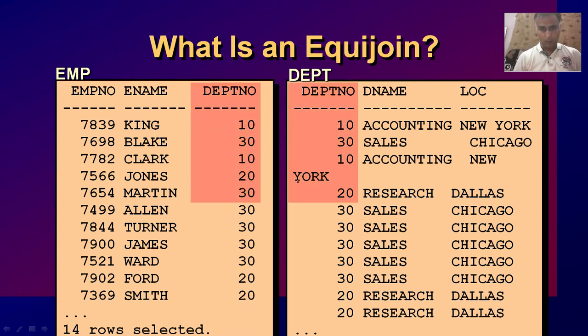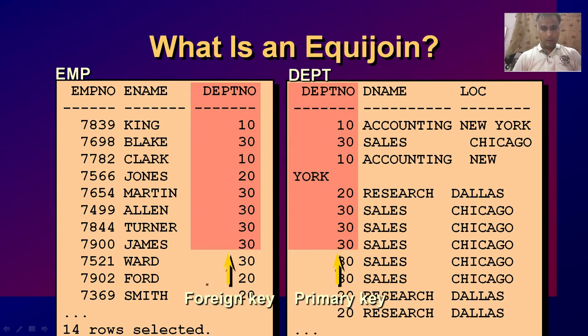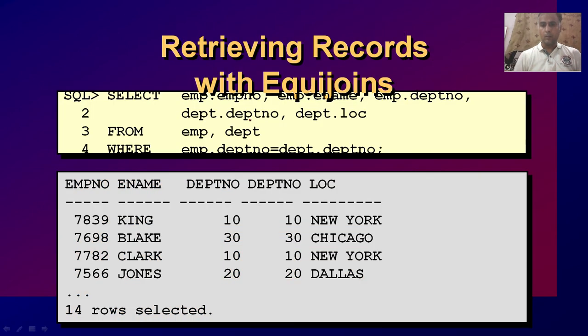If we want to perform an equijoin, it is based on the concept of foreign key and primary key. The department number is a primary key in the department table, and this reference is copied into the employee table as a foreign key. Retrieving records with the equijoin: we write emp dot employee number, emp dot ename, emp dot department number, department dot department number, department dot loc from the emp and department tables, where emp dot department number equals department dot department number. The result will be displayed in this form.